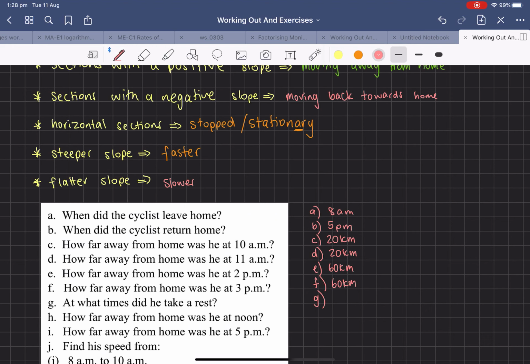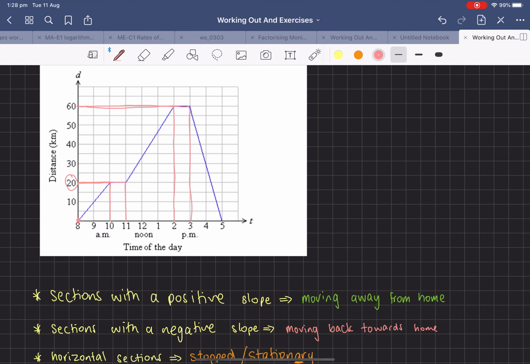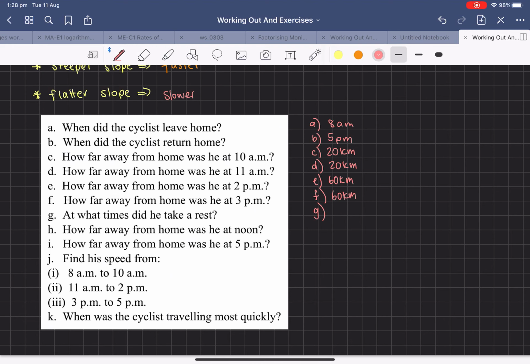At what times did he take a rest? So remember, he took a rest when he was stopped or stationary. That's when we have horizontal line sections. So let's have a look here. We've got a horizontal line segment here and one here. So that means he was stopped between 10 and 11 and 2 and 3. So at what times did he take a rest? 10 a.m. to 11 a.m. and 2 p.m. to 3 p.m.